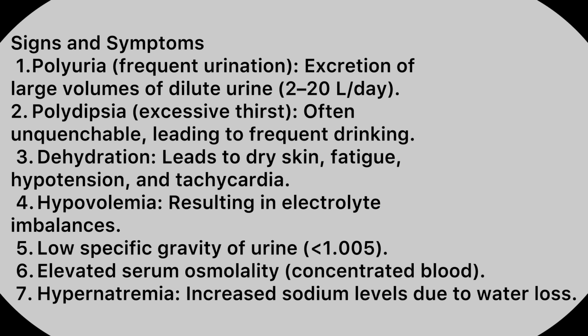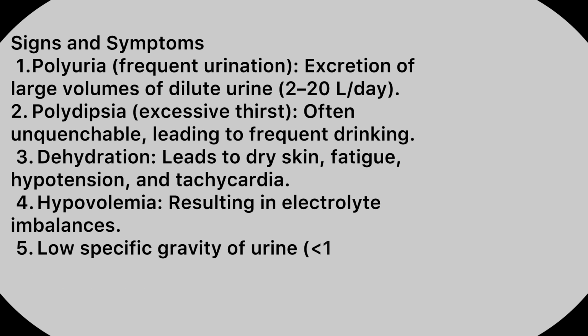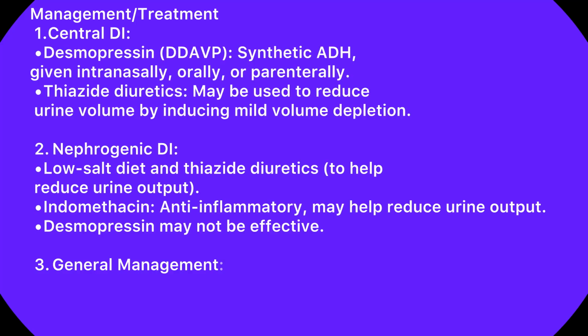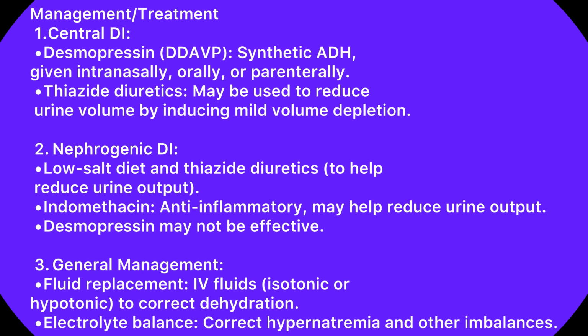Polydipsia, excessive thirst, and dehydration, hypovolemia, low specific gravity of urine, elevated serum osmolarity, hypernatremia. And the treatment depends upon the type of diabetes insipidus. In case of central DI, desmopressin, thiazide diuretics. In case of nephrogenic DI, low salt diet, thiazide diuretics, indomethacin; desmopressin may not be effective in this case.